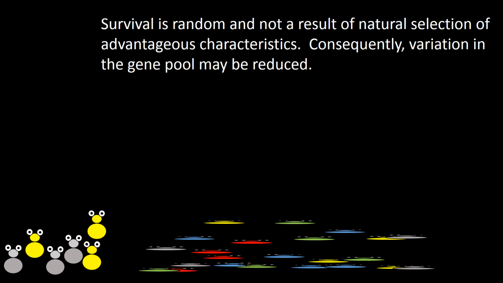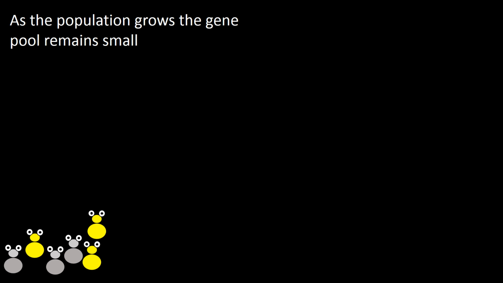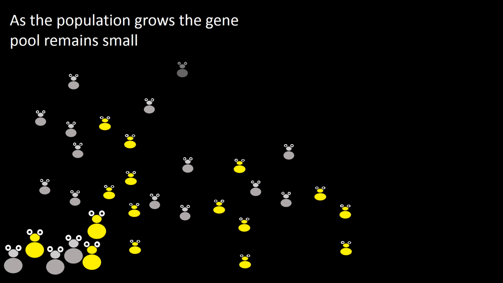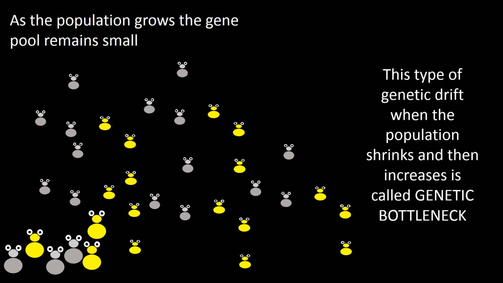So as I said, survival here is completely random, it's not as a result of natural selection, and what we've done now is reduced the gene pool drastically to a few alleles, which may not be favourable. It was just random selection. Now, the population will eventually grow again, hopefully, but this time the gene pool remains small. So once again, just like the founder effect, you may get an increase of harmful phenotypes showing through as a result of recessive harmful alleles being passed on.